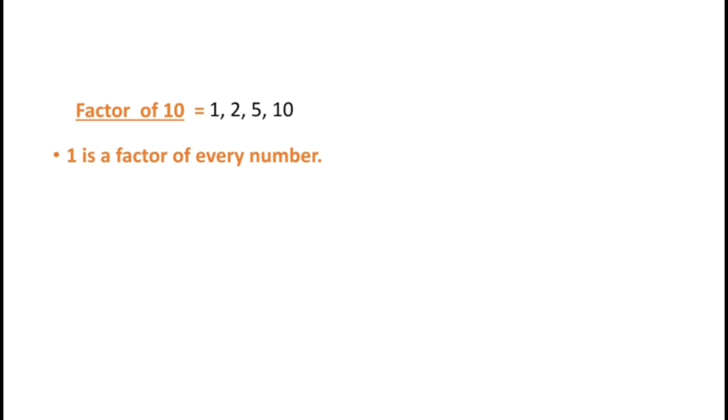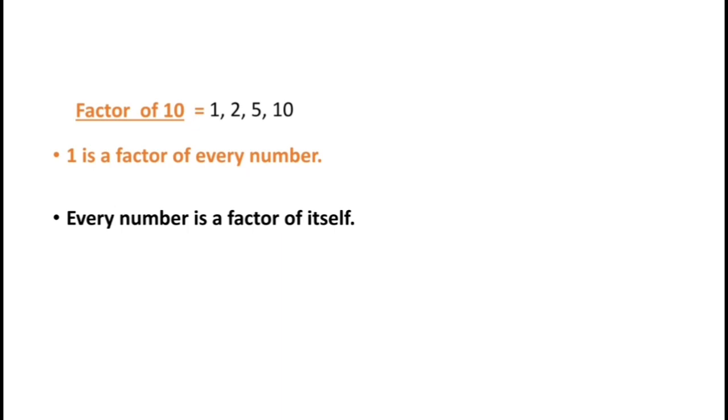Like 1, there is another number. When we found out the factor of 12, the last factor was 12. When we are finding the factor of 10, the last number is 10. So whichever the number we are taking, the number itself will be the factor. Every number is a factor of itself.